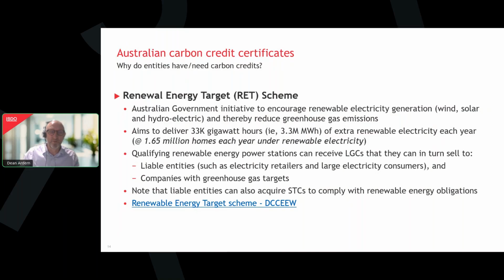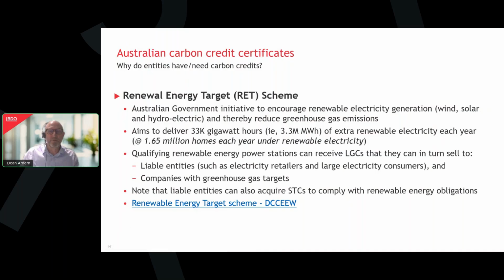Now that's on top of every year. So every year they're looking to actually build 33,000 gigawatt hours of extra renewable power. Now, to give it some kind of context, that's about 1.65 million homes each year going under renewable electricity. Now, obviously, we're not building 1.65 million homes a year, but there are houses transitioning to that, and the uptake of that scheme, the domestic scheme for the solar panels and the batteries, has actually been quite successful and quite a vigorous uptake of it.